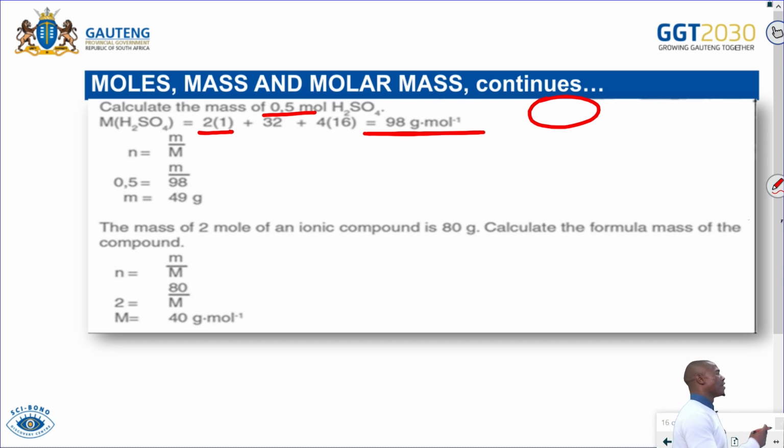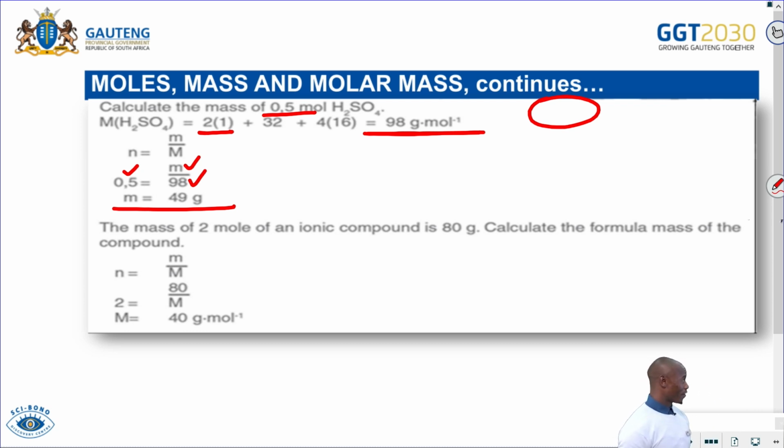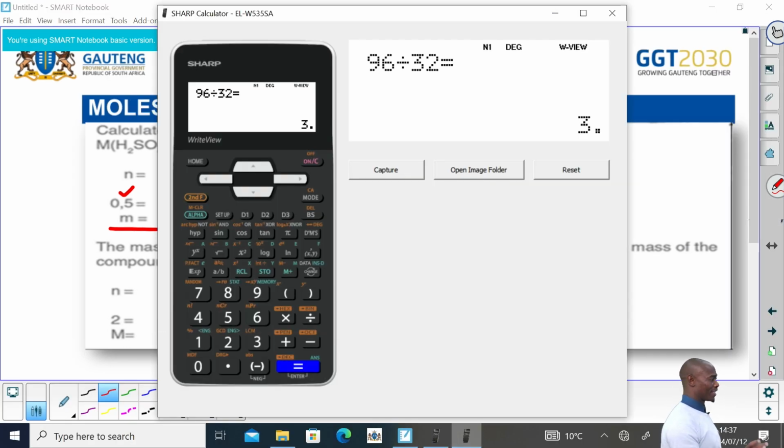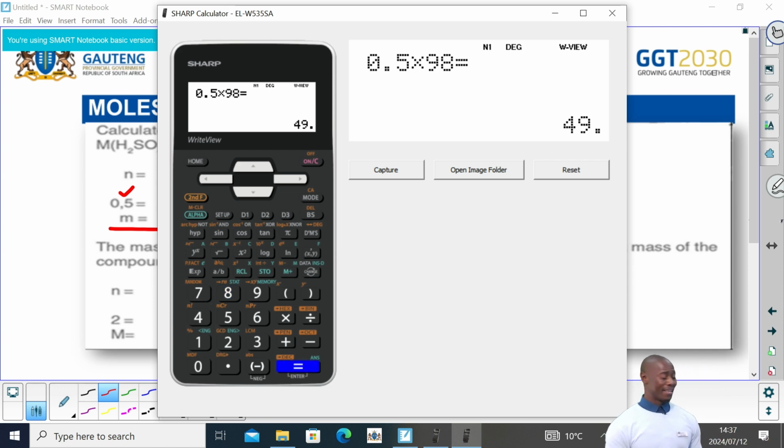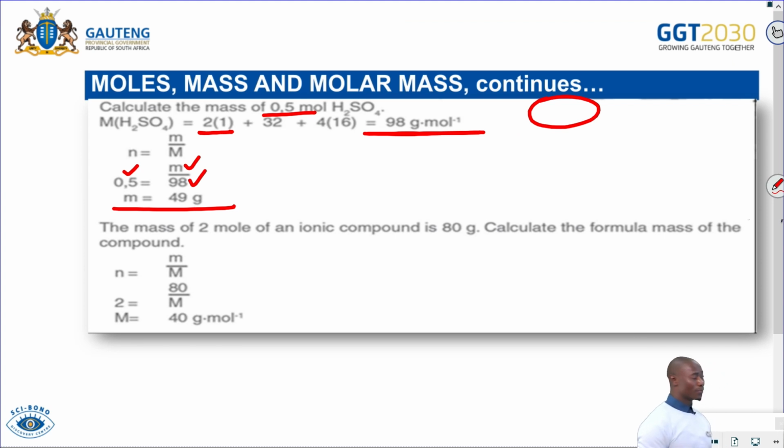As you can see here, what is the number of moles? It is 0.5. Do we have the mass? No, we are looking for the mass, right? Then what is the molar mass? It is 98, right? Then from here, we can calculate the mass of 0.5 mole of sulfuric acid. And the answer there is 49. So where is that 49 coming from? It's 0.5 times 98. So 0.5 times 98, we are getting 49. And then 49 what? It is 49 grams because we are calculating the mass.